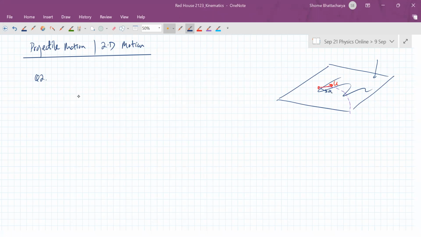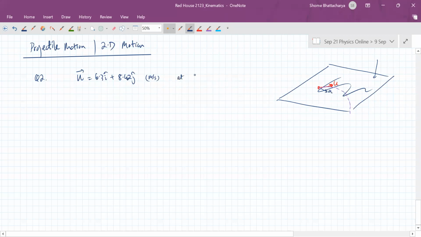So an ice boat sails across a frozen lake with a constant acceleration produced by the wind. Okay. So at a certain instant, the boat's velocity is given to us. So we'll take that instant as t equal to 0. So that is the initial velocity. It's given as 6.3 i cap plus 8.42 j cap meters per second. Let's take that time as our reference time, t equal to 0.